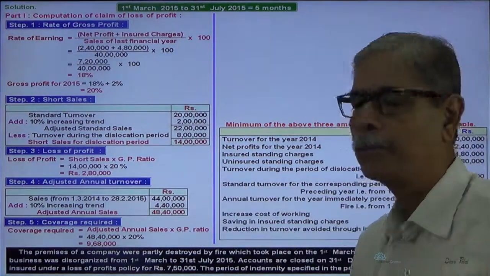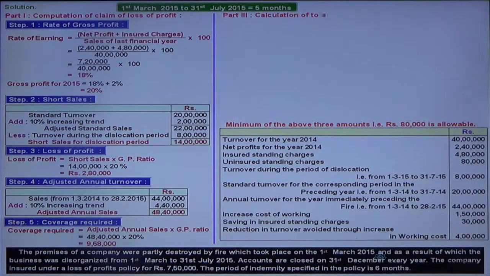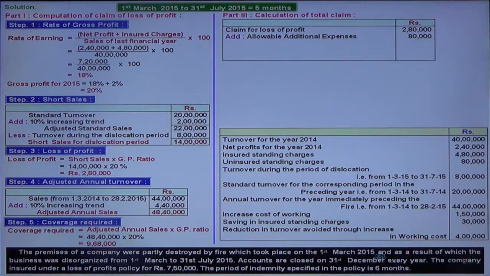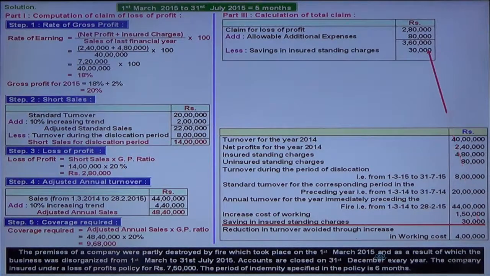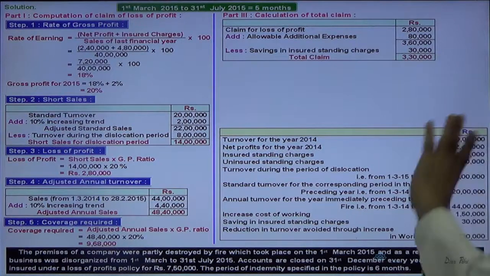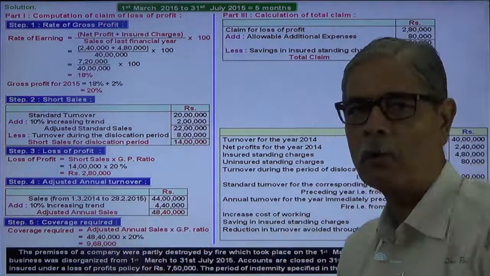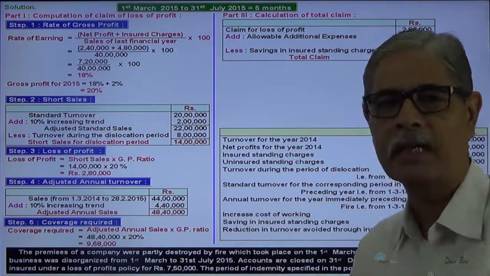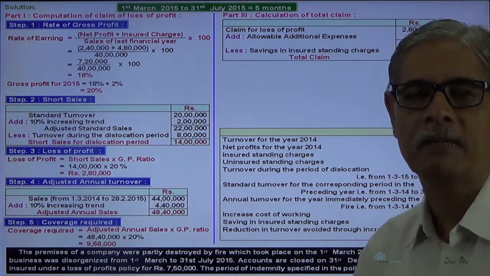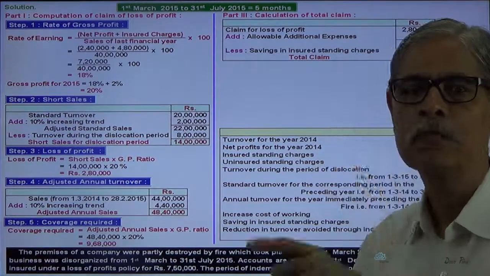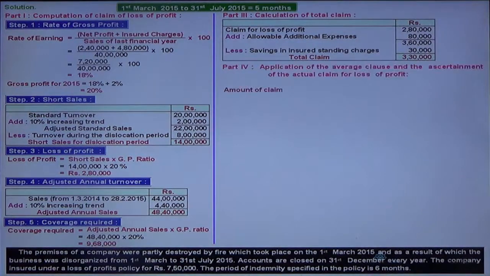Now this is the loss of profit plus allowable increased cost of working 80,000 minus savings in standing charges, the fixed expenses that are not required to be paid, which in short is 30,000. So this is the loss need to be claimed. Now we want to apply the average clause. What is the policy that should have been taken? 9,68,000. Actual policy taken is 7,50,000. So the proportion of risk covered is 7,50,000 divided by 9,68,000. That proportion of risk covered is to be applied to the loss to find out the amount of claim.